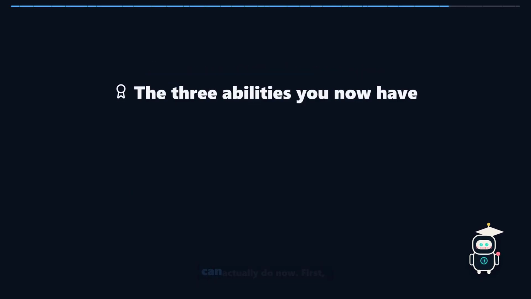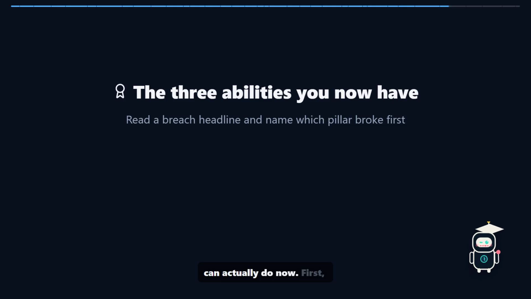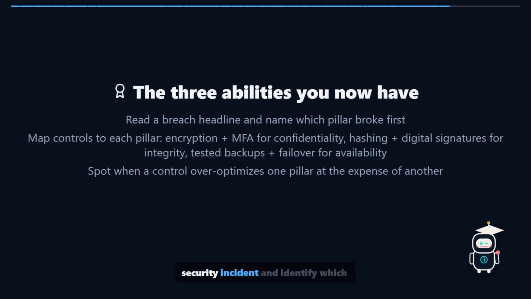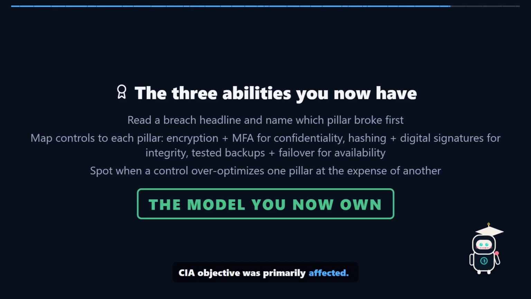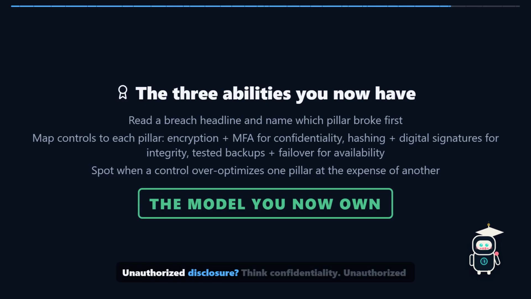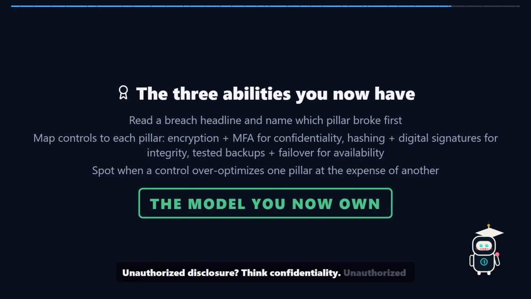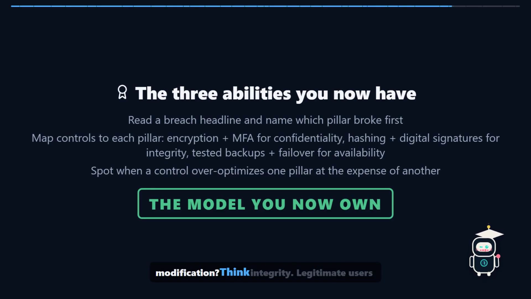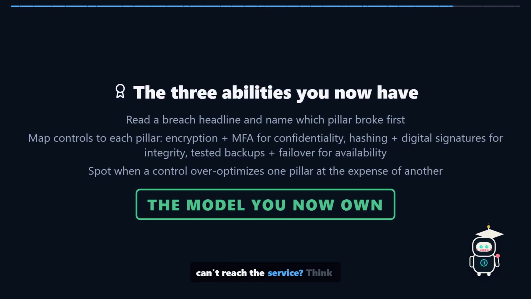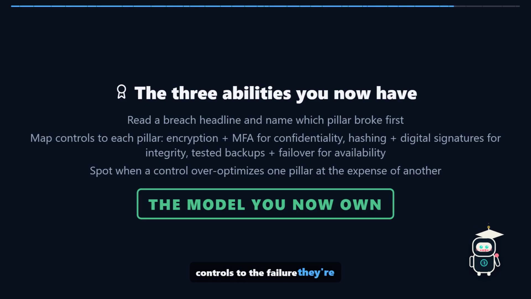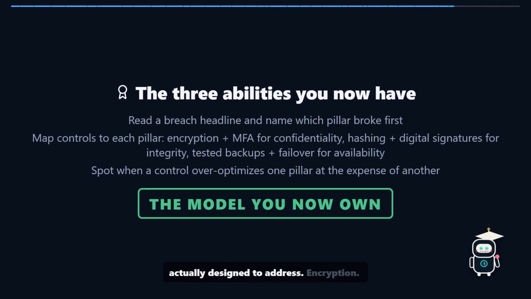Let's lock in what you can actually do now. First, you can look at a security incident and identify which CIA objective was primarily affected. Unauthorized disclosure? Think confidentiality. Unauthorized modification? Think integrity. Legitimate users can't reach the service? Think availability. Second, you can connect controls to the failure they're actually designed to address.